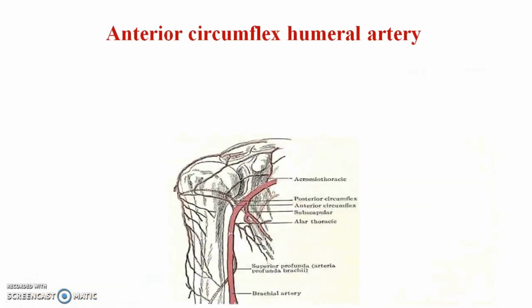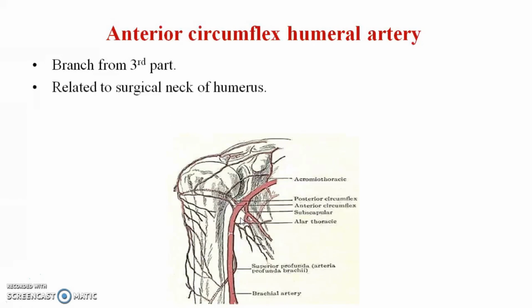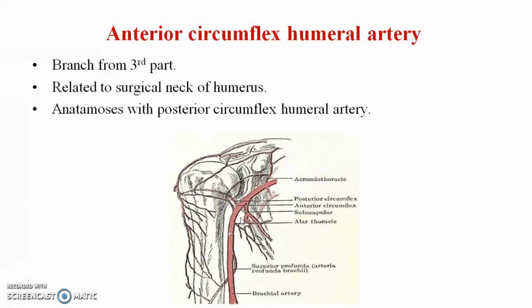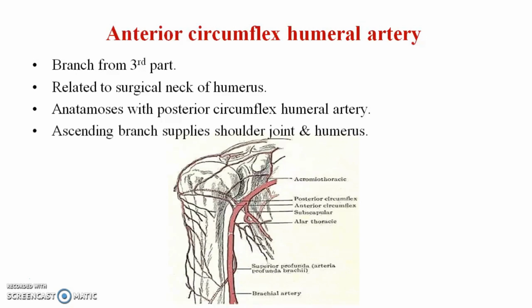Okay. Now we can move on to next artery in third part, that is anterior circumflex humeral artery. So name itself indicates it is present anteriorly to the neck of the humerus and it is going to wind around, so we are calling it as anterior circumflex humeral artery. So it is a branch from third part and it is related to surgical neck of humerus, going to anastomose with an artery called posterior circumflex humeral artery, which is again a branch of third part of axillary artery, and then it is going to give an ascending branch which is going to supply a joint called shoulder joint, and then it is going to supply humerus itself.